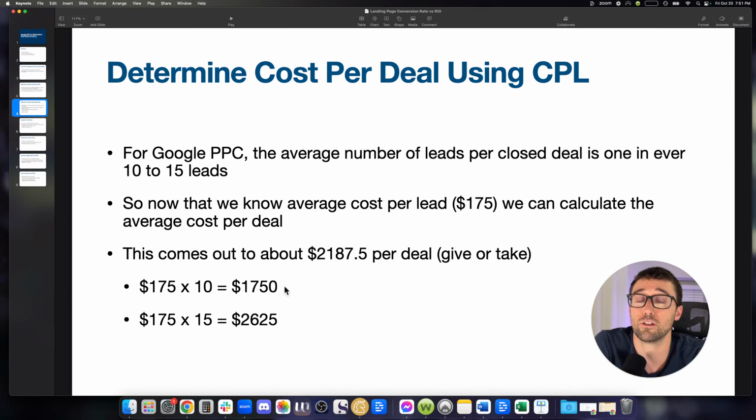So if you look at it on the low end, if 1 in every 10 leads converts, then your cost per deal in ad spend is going to be about $1,750. If it's 1 in every 15 leads, it's going to be about $2,625. If we split the difference between those two, you get about $2,187.50, give or take, which is the number that I'm going to go by.